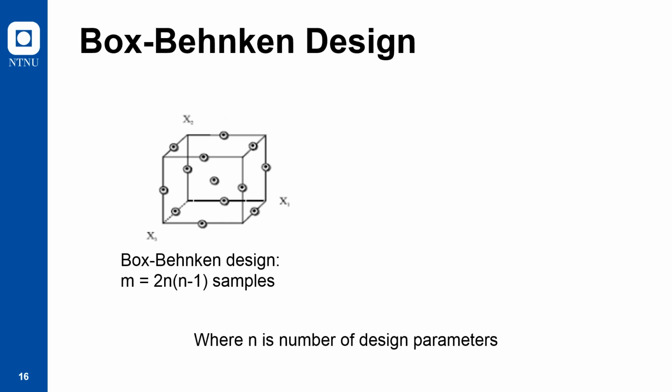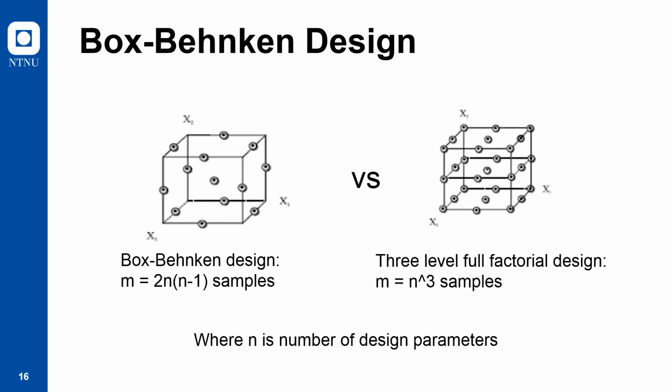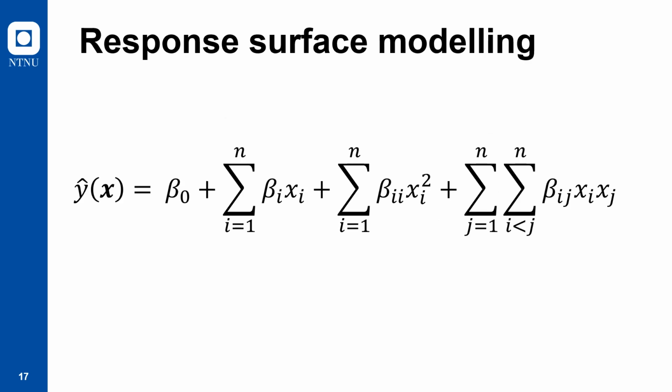Box-Behnken Design is only using a restricted number of combinations of the parameters. This will save time compared to, for example, using another design of experiment method, such as three-level full factorial design, where the sample consists of all possible combinations of the design parameters. Another benefit with using Box-Behnken Design is that this design of experiment method is constructed for further response surface modeling.